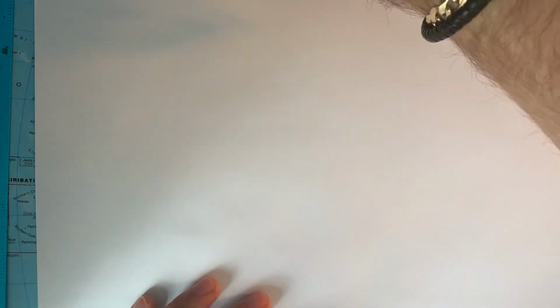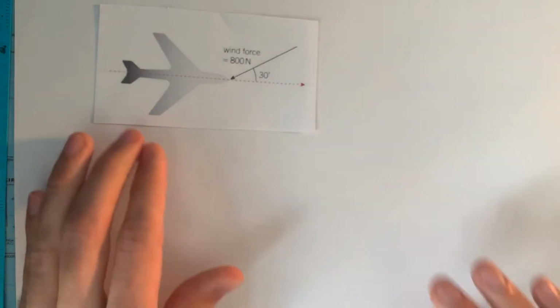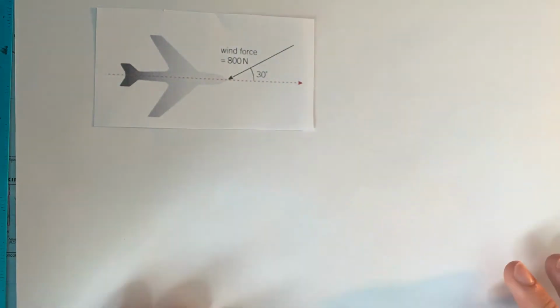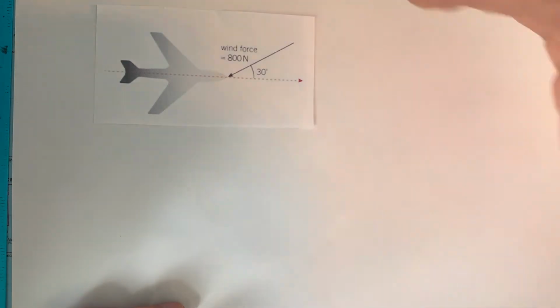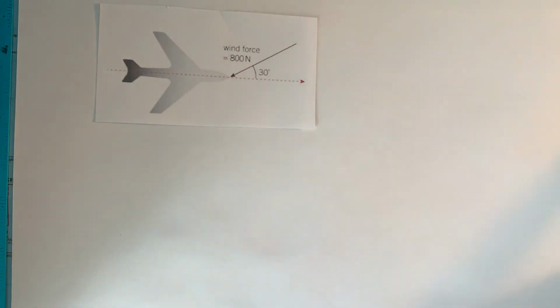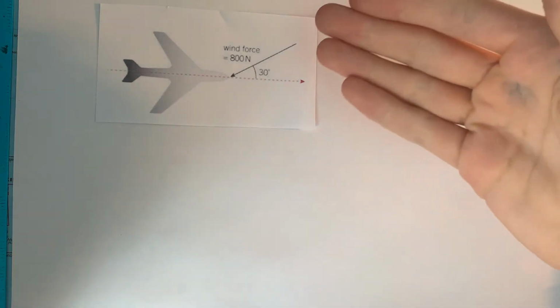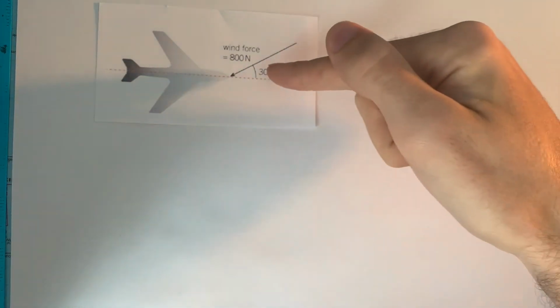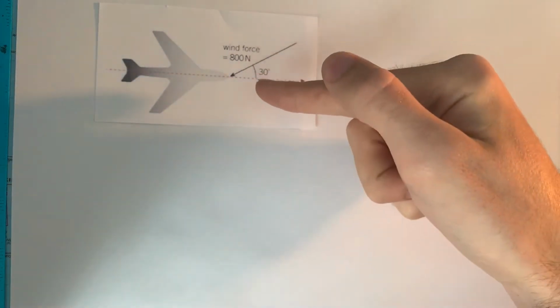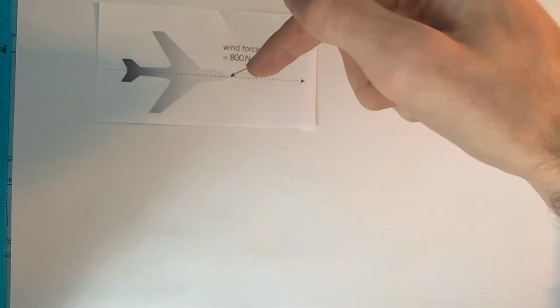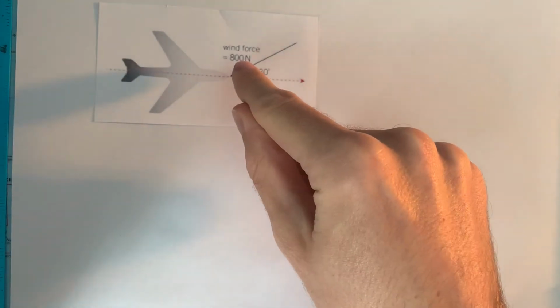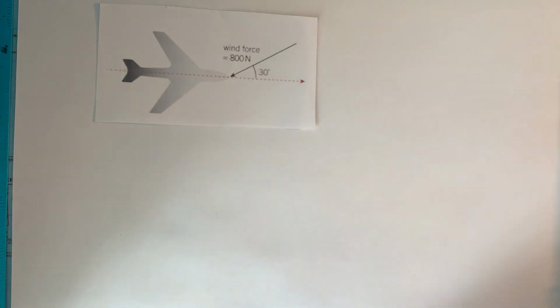Okay, so we're going to look at an example now which is slightly different. So instead of having an object on a slope, we could have a situation like this. So here we've got a plane, and the dotted red arrow shows us the direction of motion of the plane. But at an angle to the direction of motion, we have a force due to the wind, and it's at an angle of 30 degrees to the direction of motion, we can see there. And this force has a magnitude of 800 newtons.